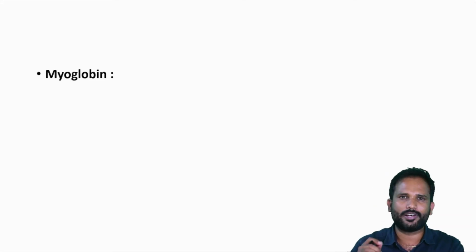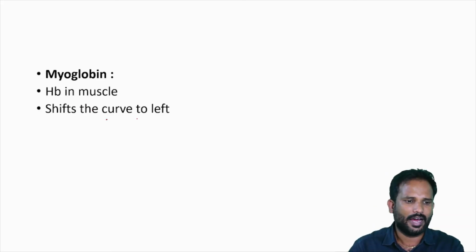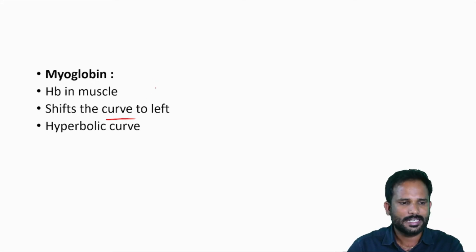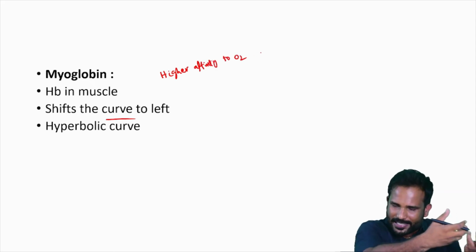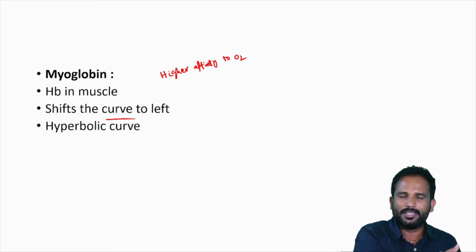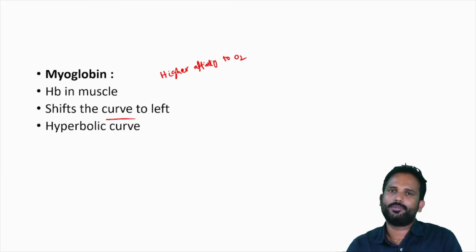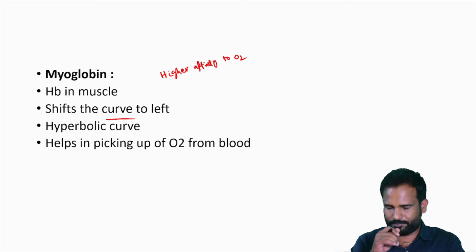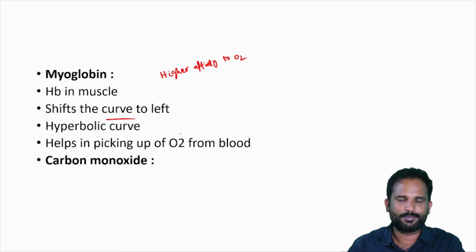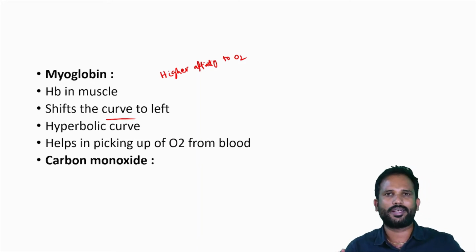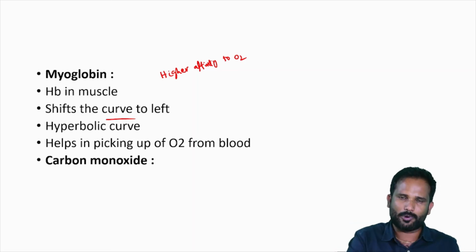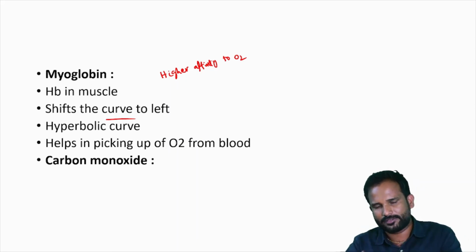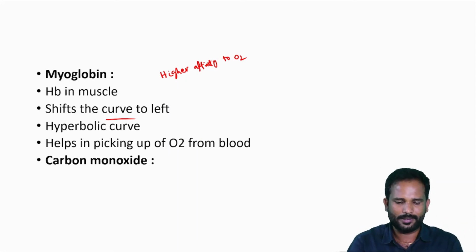Myoglobin is a kind of hemoglobin that is present in the muscle, and it shifts the curve to the left because myoglobin has a higher affinity for oxygen, so that it can extract oxygen from the hemoglobin in the blood to the myoglobin in the muscle. It usually helps in picking up oxygen when you are undergoing isometric contraction, where isometric contraction causes reduction in blood flow, so hypoxia occurs. So myoglobin picks up the oxygen which is available in the hemoglobin.